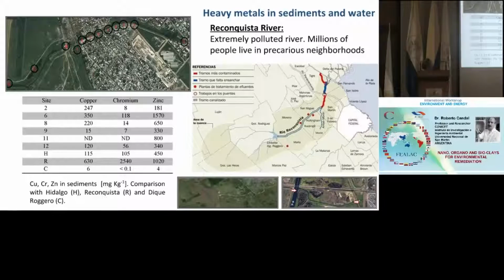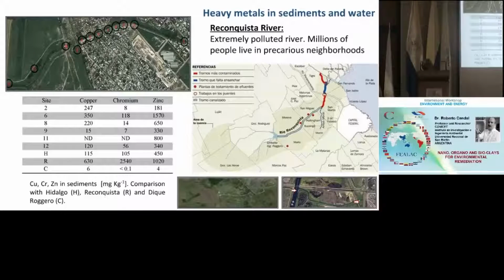This is the area, and these pictures belong to it. What you see is the information we have in our laboratory. This belongs to sediments, three metals: copper, chrome, and zinc, expressed in milligrams per kilogram.